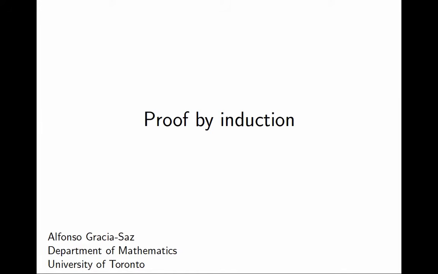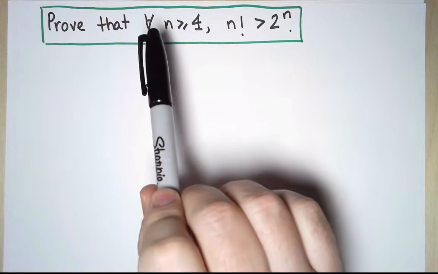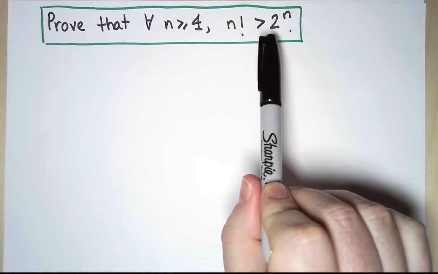Proof by induction is a type of proof that works particularly well for certain theorems. I will explain it with an example. I want to prove that for every natural number n greater than or equal to 4, n factorial is greater than 2 to the n.